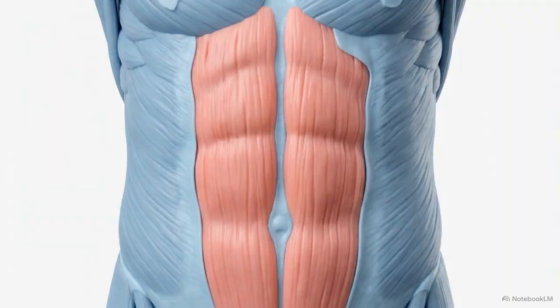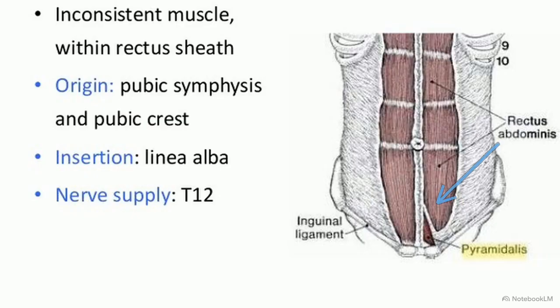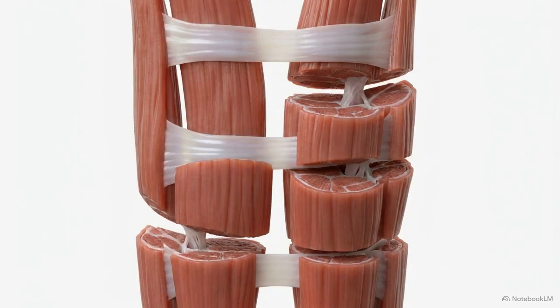Shifting to the anterior midline, we find the vertical musculature. The dominant feature is the large rectus abdominis, accompanied at its base by a small, inconsistent muscle called the pyramidalis. The rectus abdominis features tendinous intersections. These transverse fibrous bands physically break the long muscle belly into shorter, independent segments, greatly increasing overall contractile power.